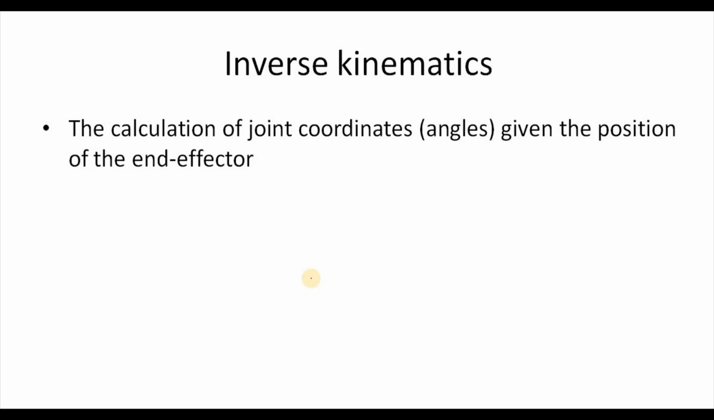Now let's see what is inverse kinematics. This is again referring to a robotic manipulator or robotic arm. Inverse kinematics means calculation of joint coordinates or angles given the position of the end effector. So this is opposite to forward kinematics. In inverse kinematics, we have to calculate the joint angles, but this time the position of your end effector is known.